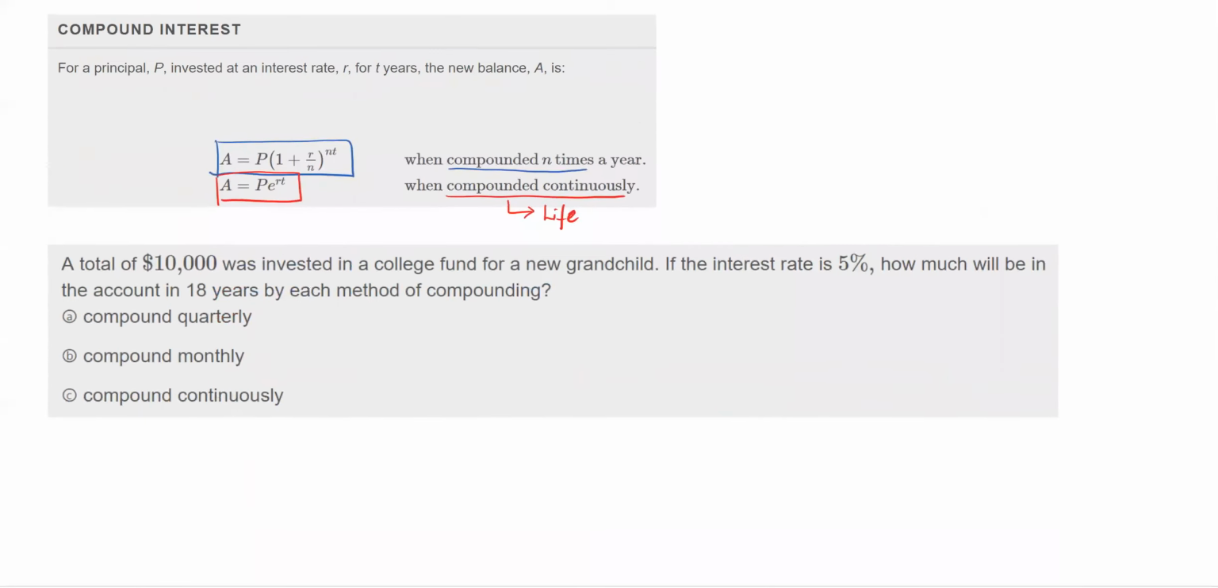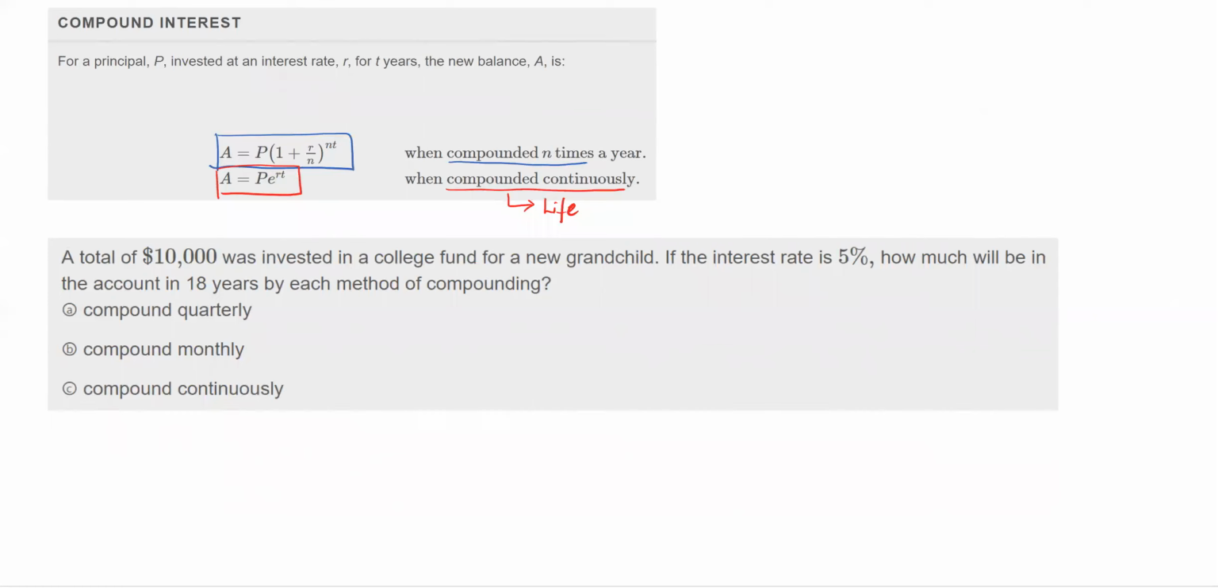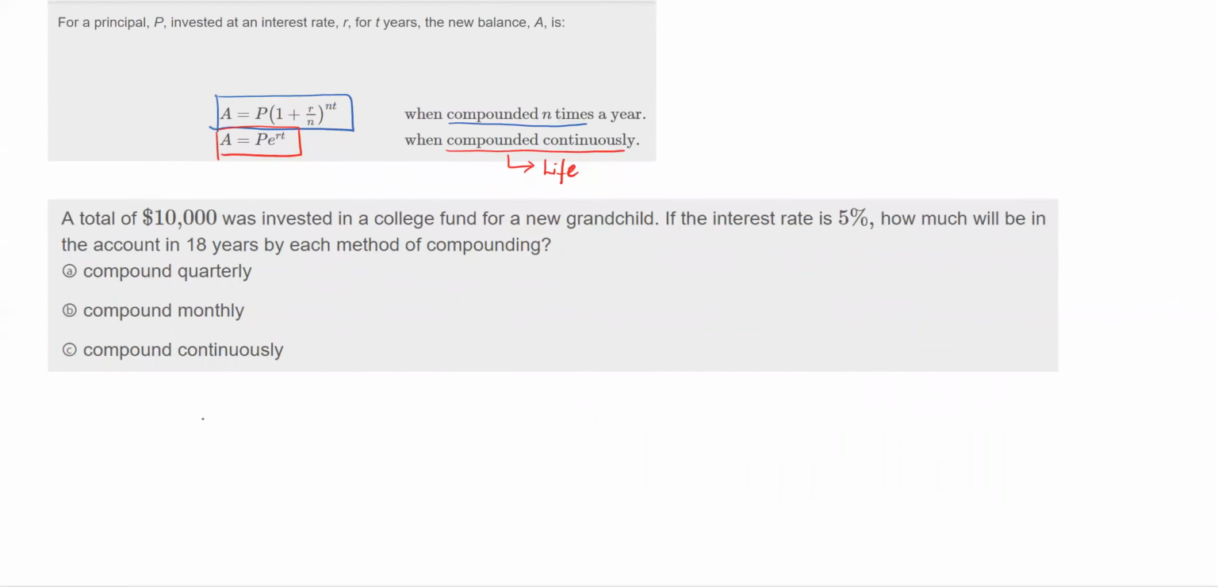So now we'll look at this problem and try to see how this can be computed using the specific formulas. A total of $10,000 was invested in a college fund for a new grandchild. If the interest rate is 5%, how much will be in the account in 18 years? And based on these compounding periods. Okay. All right. So let's first write what we have. So we have 2 formulas, A equals P times 1 plus r over n, the whole power nt.